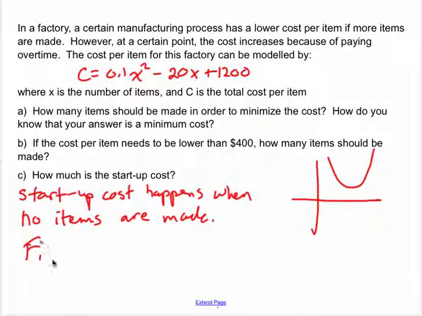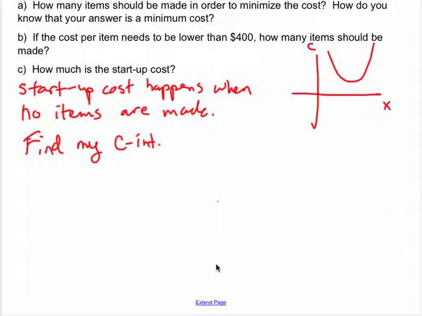So I want to find my, now we usually deal with x's and y's, but this equation is given in terms of x and c's. So I'm not looking for my y-intercept, I'm looking for my c-intercept. And how do I do that? Well, I set x equal to 0.